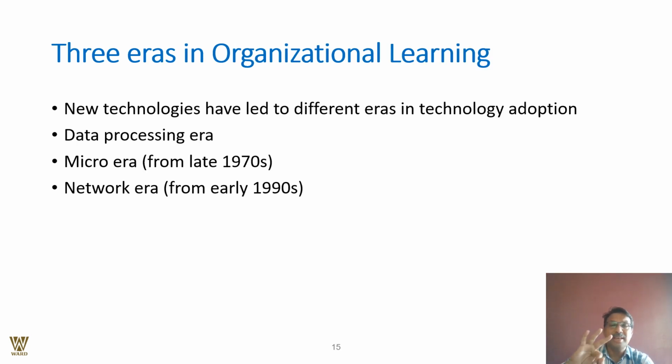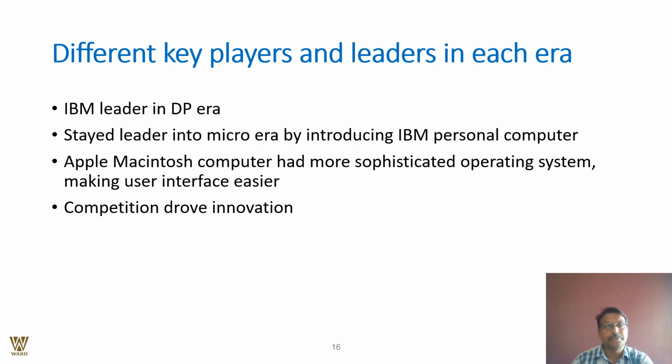There are three areas of organizational learning. New technologies have led to different eras in technology adoption. Data processing era, micro era from the late 70s, network era from the early 90s. So it was the micro era which was isolated, working in silos, but now in the 1990s with the advent of the internet, things have become much more widespread.